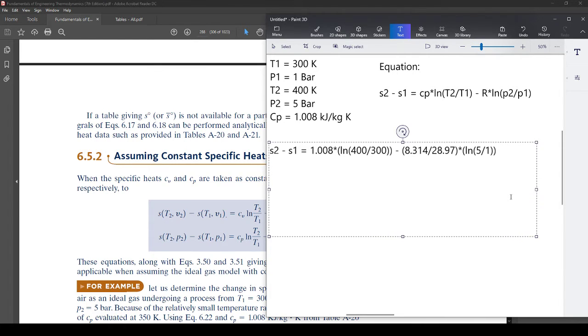We are going to get this now. I actually brought my other calculator today, the one that can do interpolation. So 1.008 times the natural log of 400 divided by 300, minus 8.314 times the natural log of 5 over 1, so 5. I know you guys, this is really interactive for you, just hearing me type through it. So I got 2.14 something.